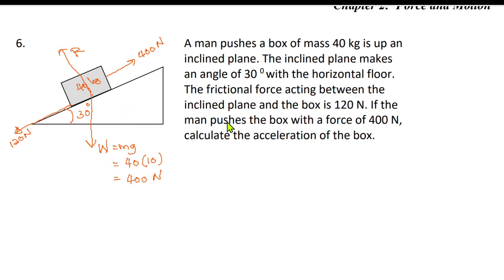Calculate the acceleration of the box. Which direction does the box move? The box is moving along the plane. So let us draw another picture of that. Normally in the class you will see me draw things like this. I have a plane, and then here is a line perpendicular. I will normally name this as my x-axis and this as my y-axis.